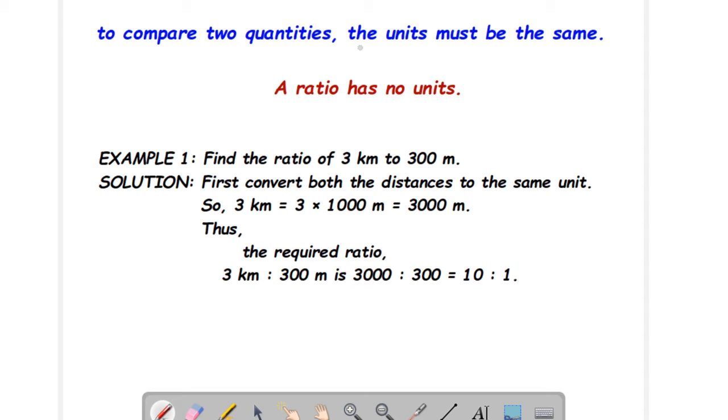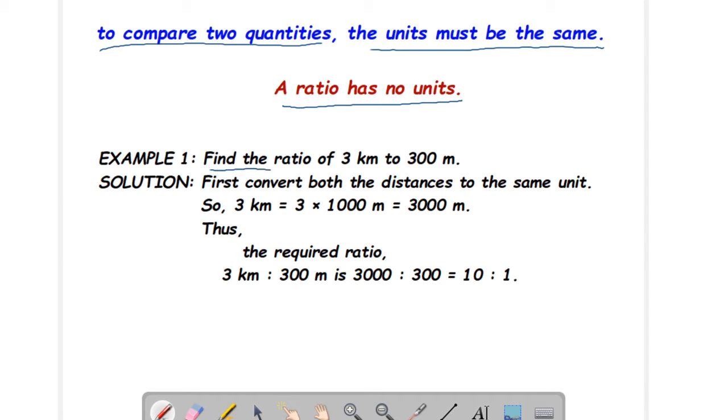Now to compare two quantities, the unit must be the same. Keep it in your mind. A ratio has no units. Always keep it in your mind that a ratio has no units. And if you want to find the ratio of any two quantities, then make the unit of both the quantities the same.